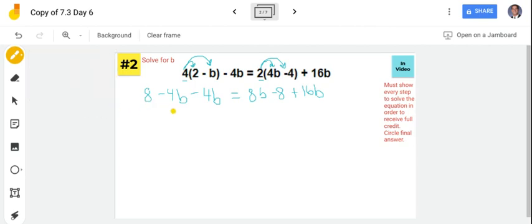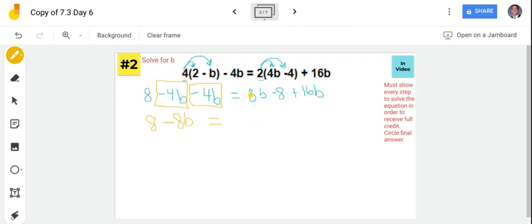I'm going to first look on the left side of the equation and combine like terms over here. I see that I have a -4b and a -4b. Those, of course, are like terms. They combine to give me -8b, right? So I have 8 minus 8b, because negative plus a negative gives me a negative. So -8b on the left side.